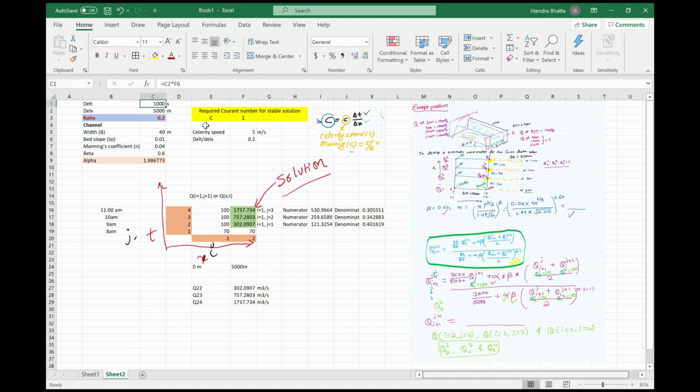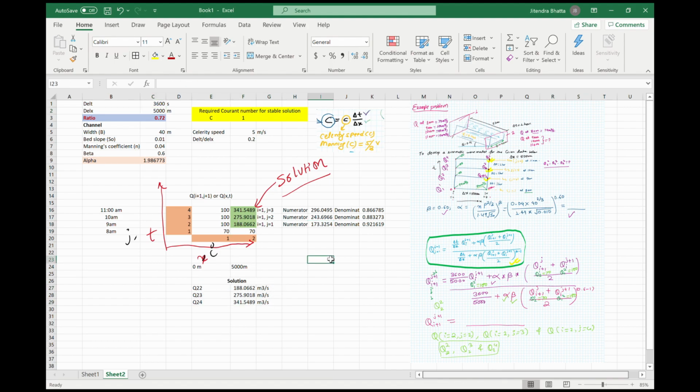So in cases when you are not given time step or your spatial step, then you may be given celerity speed, from where you have to obtain your del t by del x required ratio, and then you can assume your del t and del x to have the same ratio and solve it like this. So let's move this one back to our original case. This one was 3600, and this was our solution here.